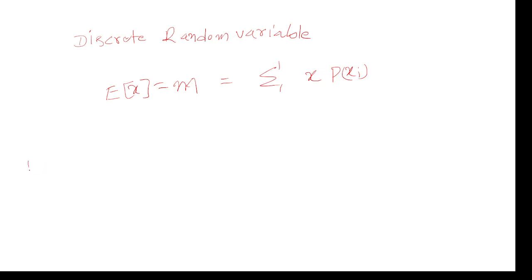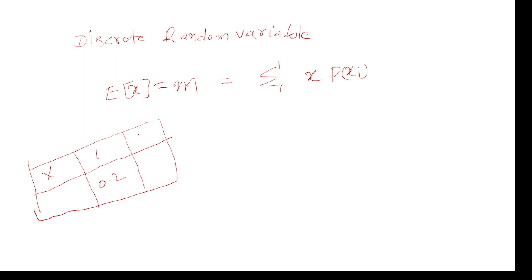So for example, if a random variable X has the following probabilities, I am assuming this is X, and the real numbers are 1 and 2. For the first one, the probability is 0.2. For the second real number, the probability is 0.8. So this is P of X. Then what is the mean for this random variable?